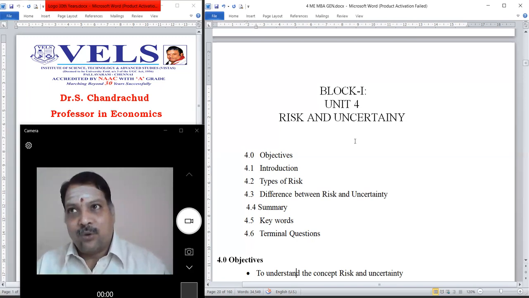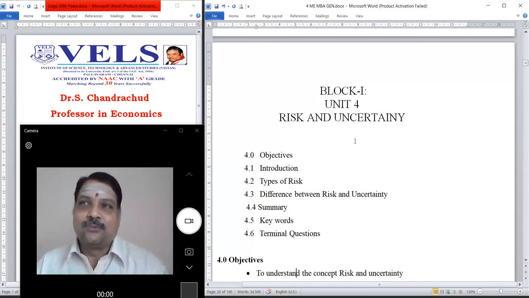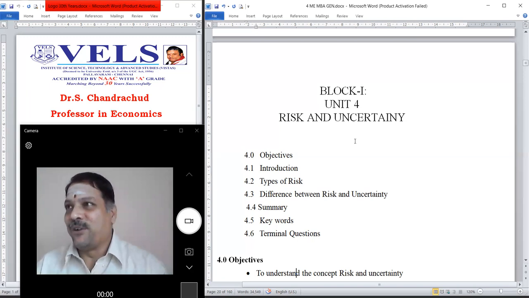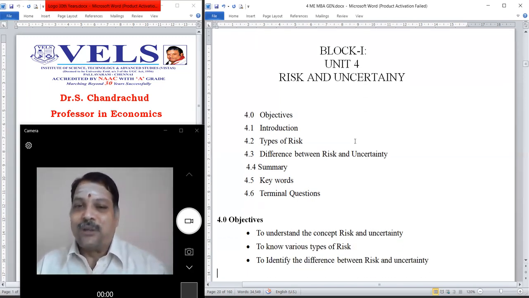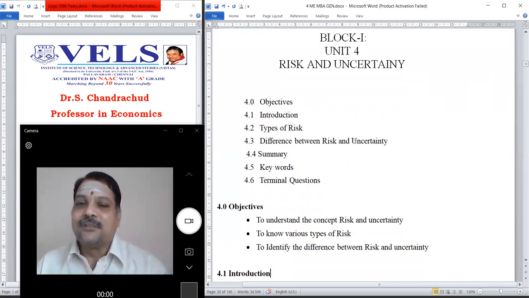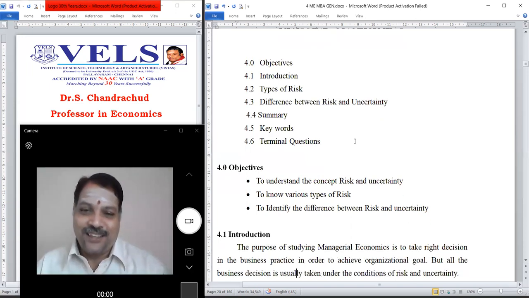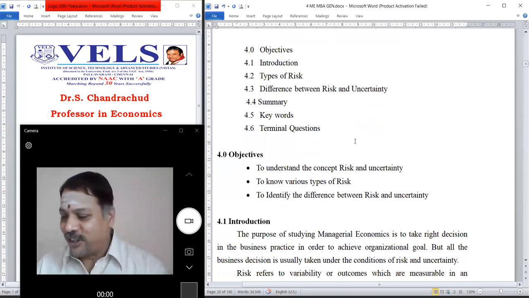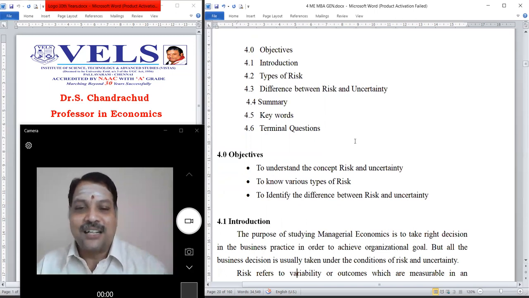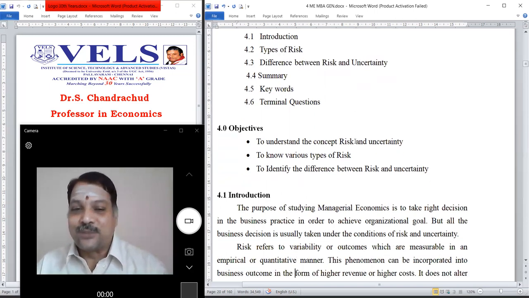When we want to know more about managerial economics, this particular subject is related to decision making, that too in an uncertain period, that is, we are going to take a decision for a future period which is uncertain. So this particular topic is very important. So kindly listen carefully. The objective of this topic is to understand two different concepts, risk and uncertainty, and we are going to list out various types of risk, and identify the difference between risk and uncertainty.